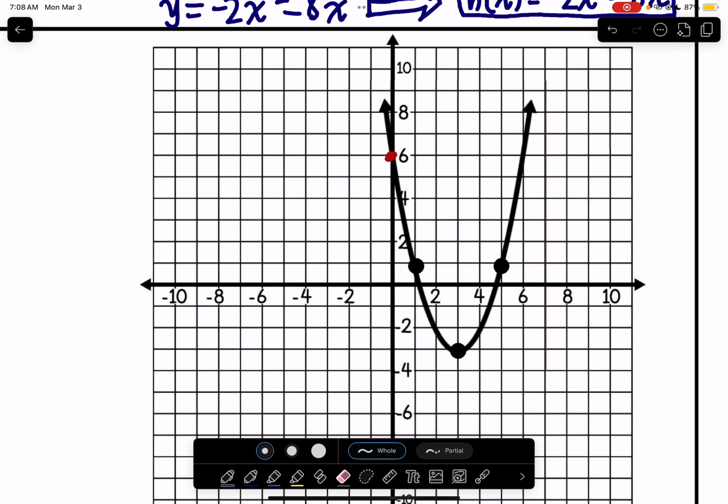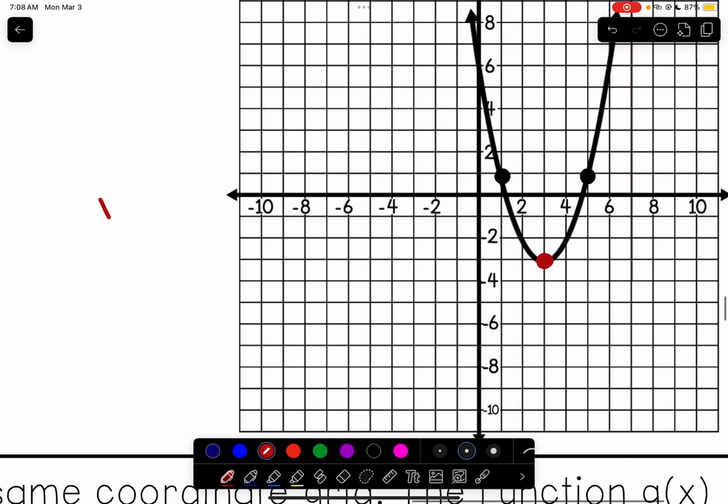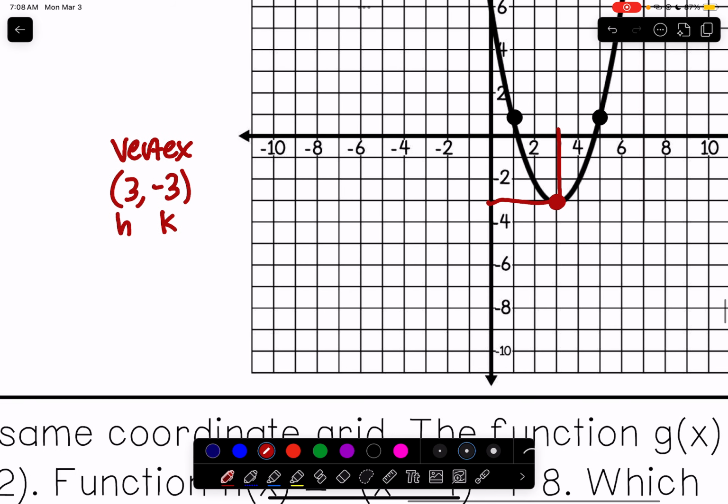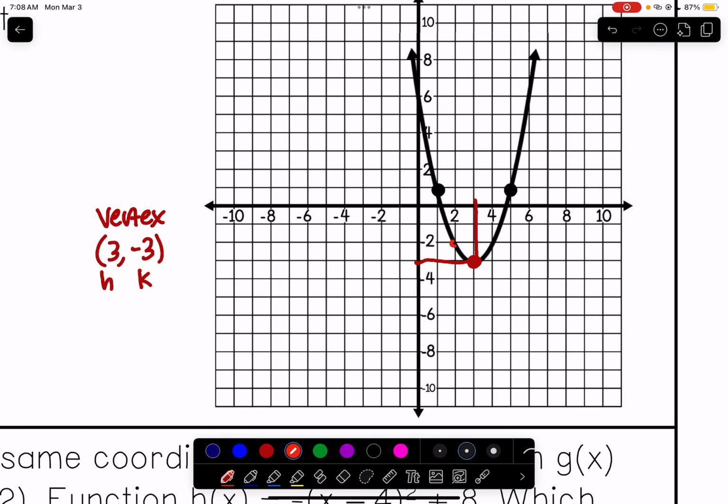So, starting with what is always true, the vertex is always my h and my k. So this vertex, I'm gonna label it over here, the vertex is at 3, negative 3. So that is definitely my h and my k. Now, I need another pretty point for my x and my y. I see a pretty point here, here, here, here, here, and here. I've got 6 pretty points to choose from.